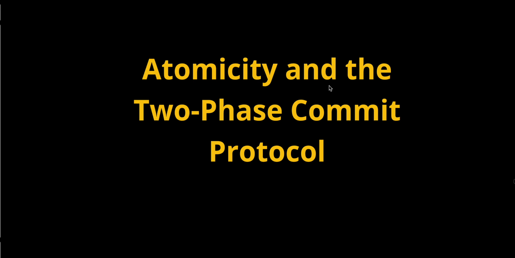Welcome back. Have you ever wondered how large-scale distributed systems like Google Spanner ensure every piece of data gets updated constantly, even when spread across multiple servers? The answer lies in atomicity, the principle that ensures a transaction is all in or nothing.